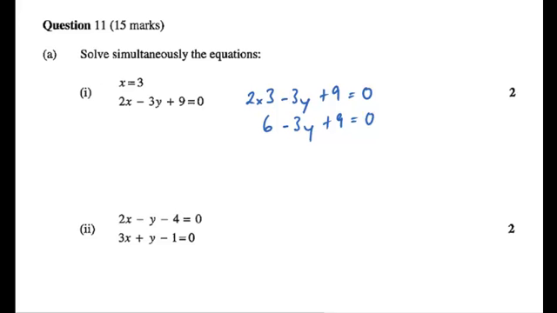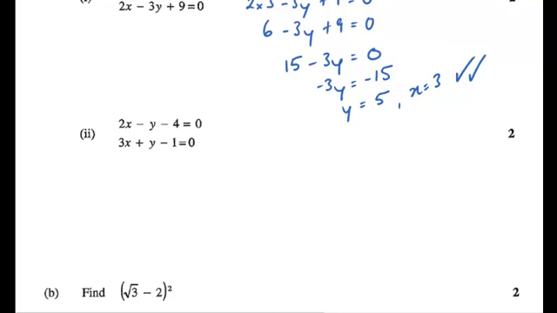Simplify that, so 6 plus 9 is 15. Minus 3y equals 0. Negative 3y equals negative 15. Divide by negative 3, so y equals 5. Just remember that you should state both of your answers. So y equals 5 and x equals 3 are your two answers.